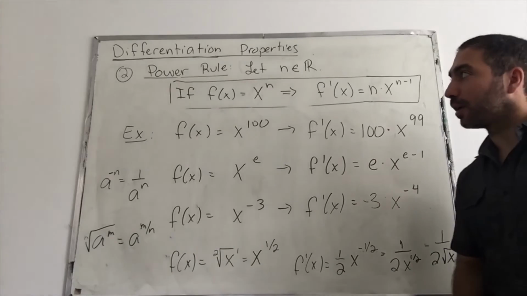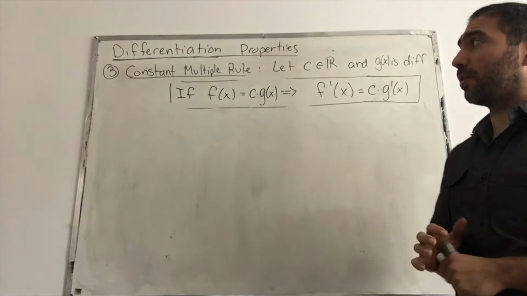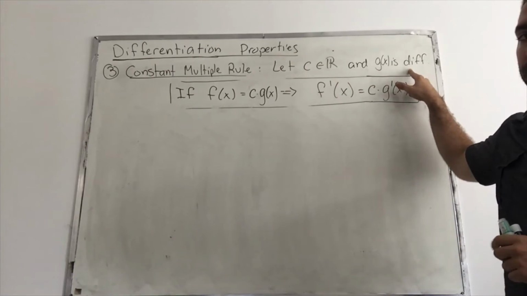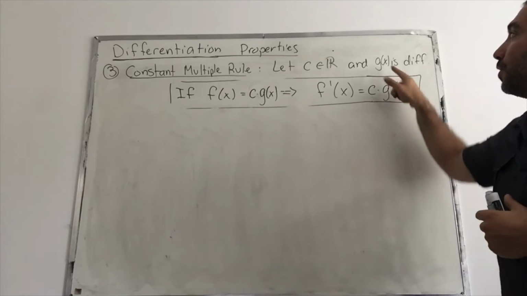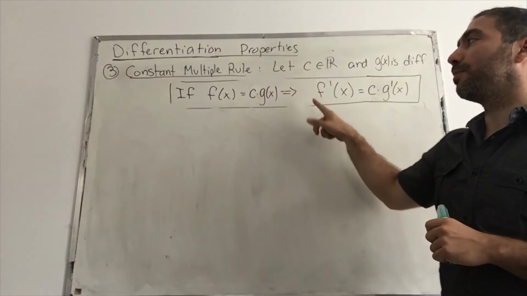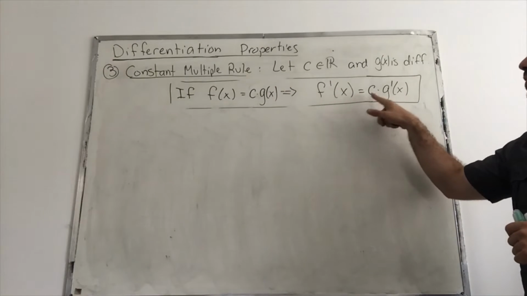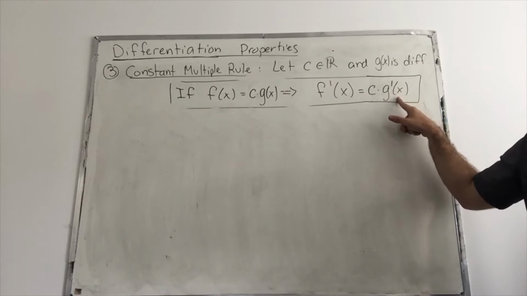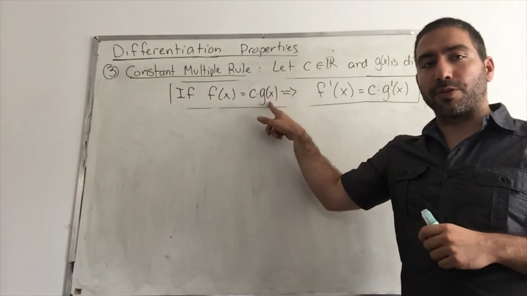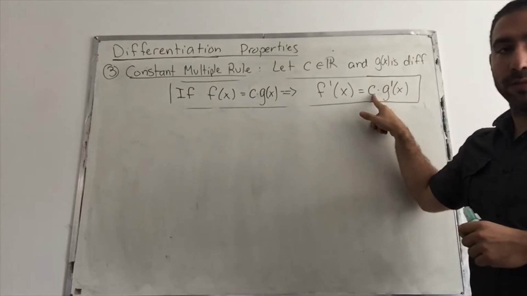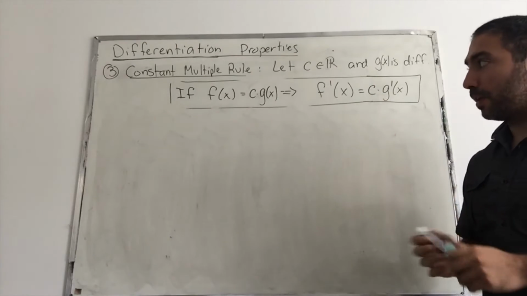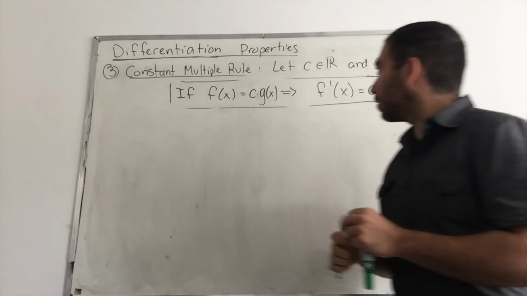And that's our answer. Okay, so the third property is the constant multiple rule. Let c be a constant, any real number, and g of x a differentiable function, so the derivative of g of x exists. So if f of x is equal to c times g of x, this implies that the derivative, f prime of x, is equal to c times g prime of x. Essentially, if you have a constant in front of your function, you can ignore it and just differentiate the function itself. Leave the constant. Okay, so let's see why this holds and take a look at the proof.